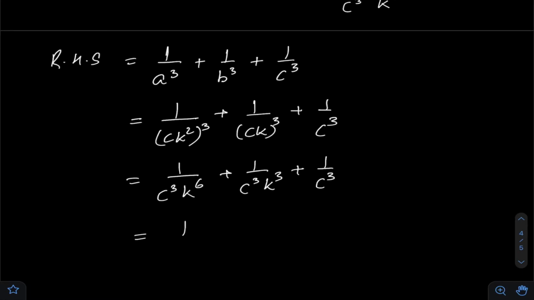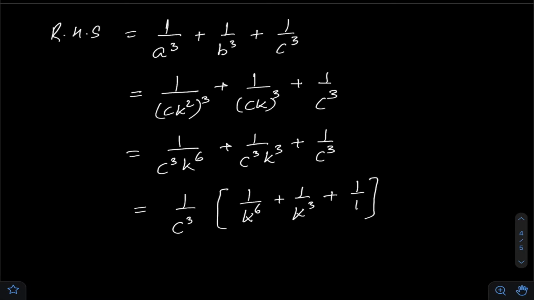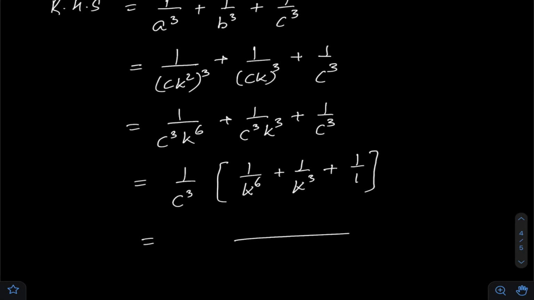Now when you take c cube common in denominator, you can take 1 upon c cube common from all the terms. So what is left inside? 1 upon k to the power 6 plus 1 upon k to the power 3 plus 1 upon 1. Or you can take LCM of this. LCM is coming k to the power 6. It is 1, it is k to the power 3, and here k to the power 6.